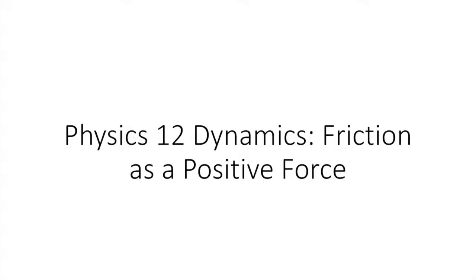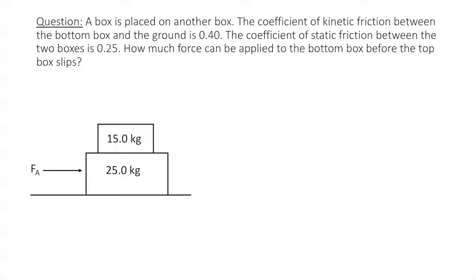I'll be explaining today how to solve dynamic problems that involve friction acting as a positive force on an object. For this question, you're asked to calculate how much force can be applied to the bottom box before the top box slips. The question tells you that the coefficient of kinetic friction between the bottom box and the ground is 0.4, and the coefficient of static friction between the two boxes is 0.25.